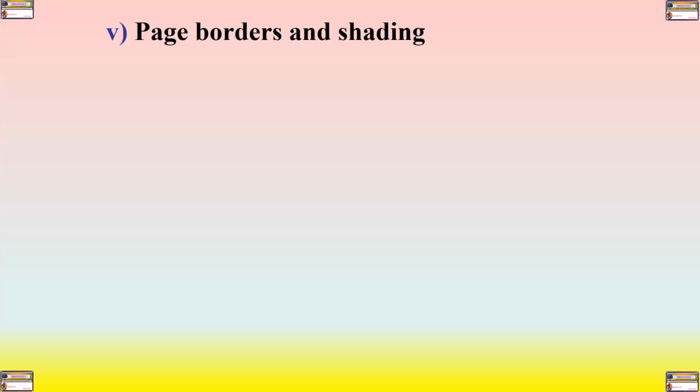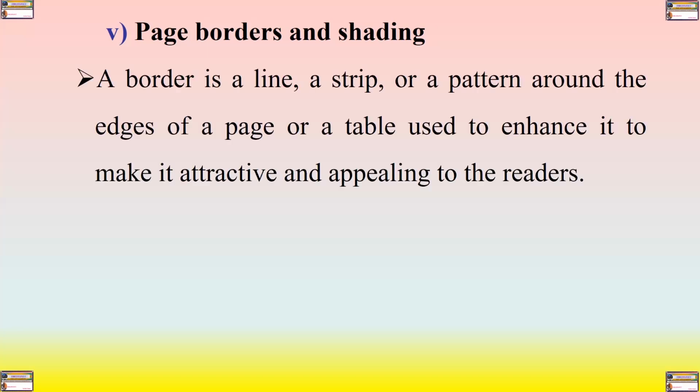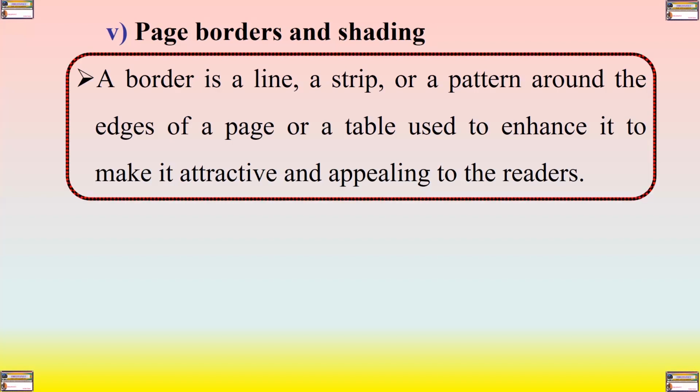Another activity we can do on our page is having what we call page borders and shading. A border is a line, a strip, or a pattern around the edges of a page or a table used to enhance it, to make it attractive and appealing to the readers. For example, this is a page border, but this one is not a page border, but a paragraph border.